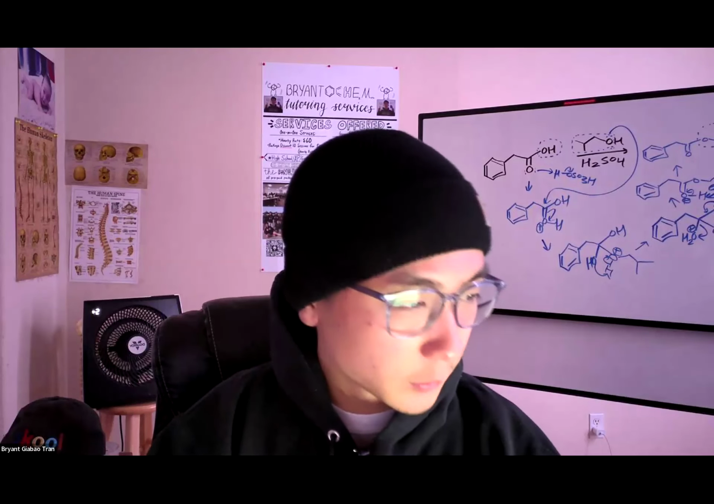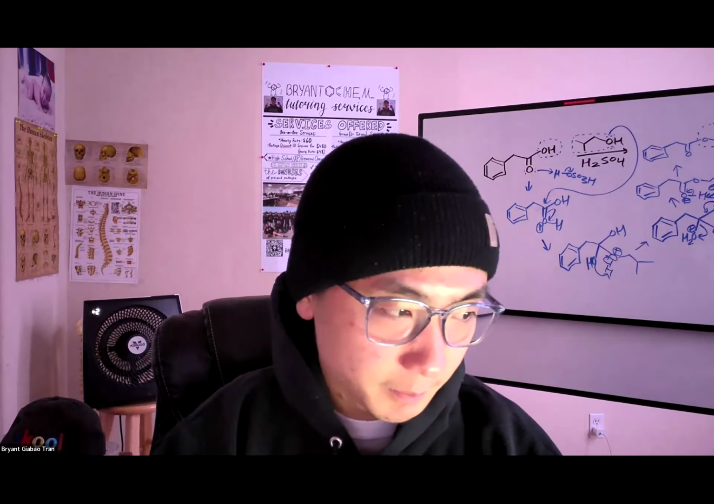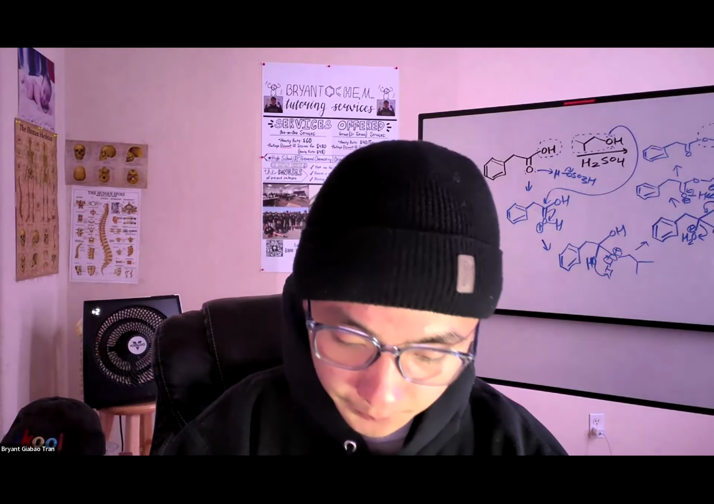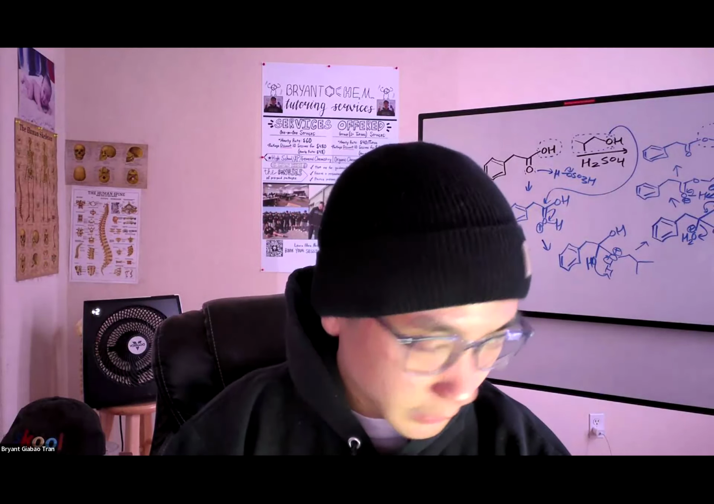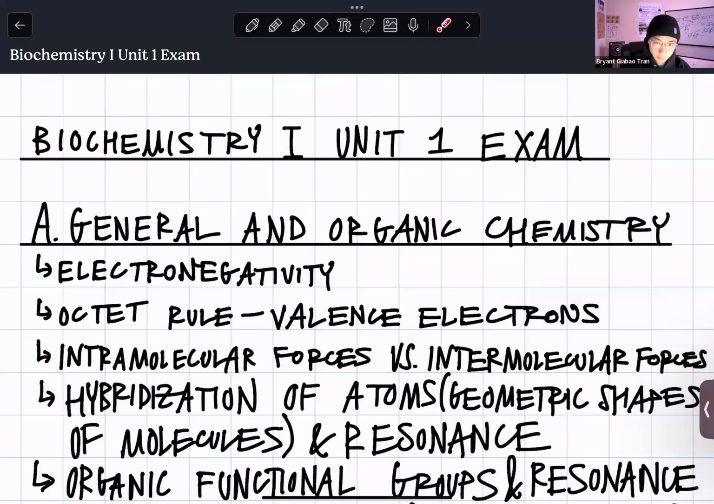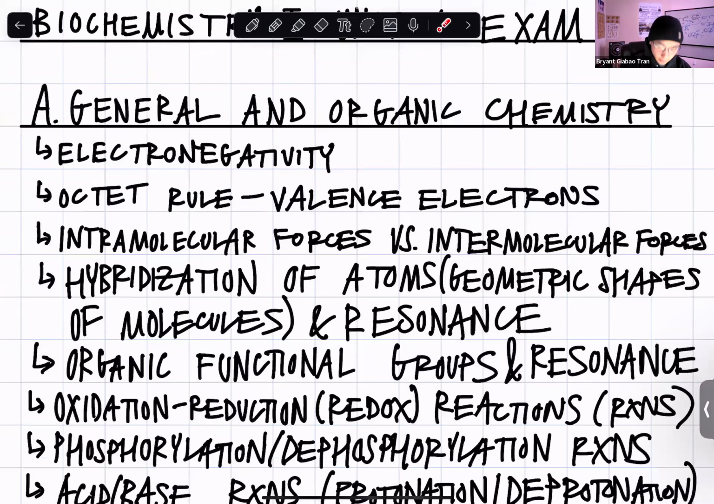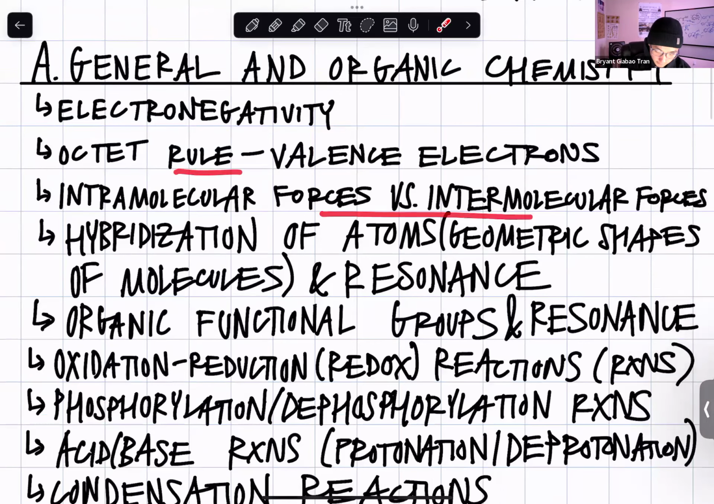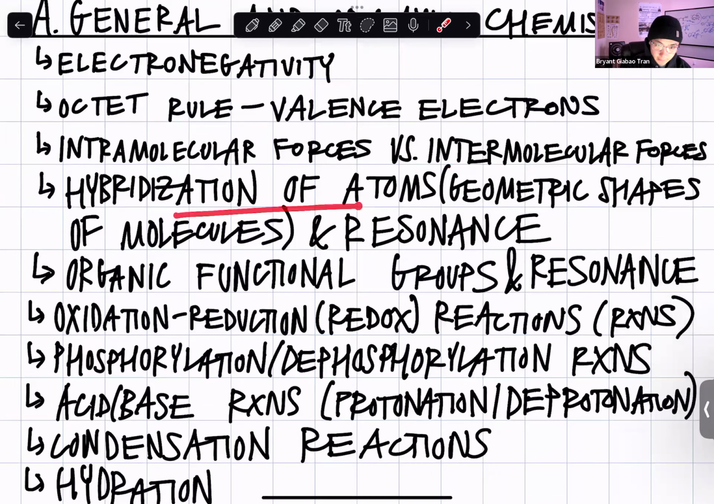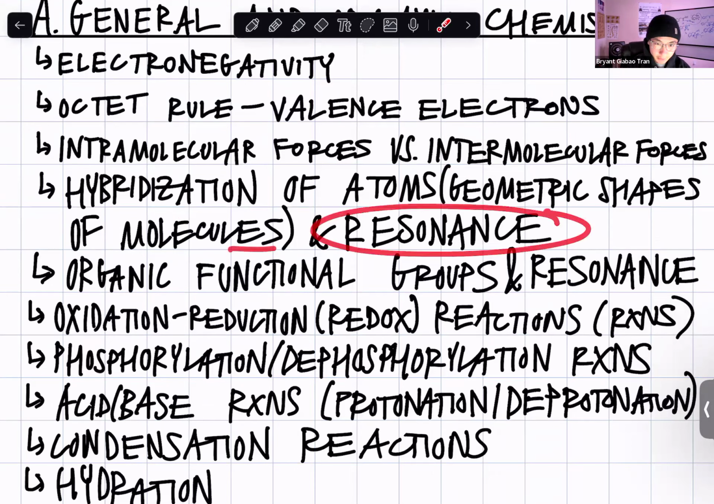In this video, I'm going to go over the Biochemistry Unit Exam 1, Amino Acids and Proteins. So let's get started, where the first part of this video is going to go over the general chemistry and organic chemistry review, where we are going to go over the concepts of electronegativity, the octet rule, intramolecular forces versus intermolecular forces, the hybridization of atoms and their geometric shapes of molecules and the importance of resonance in biochemistry, organic functional groups and resonance and their importance in structure and function.